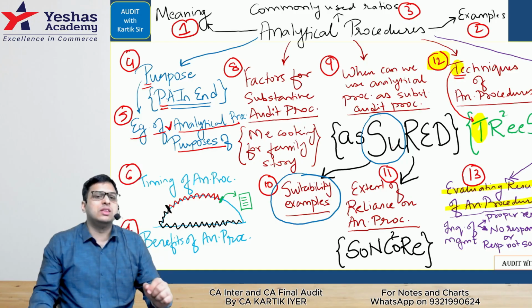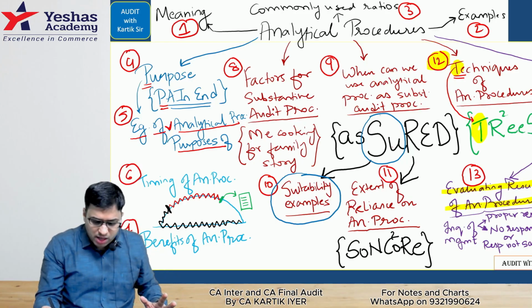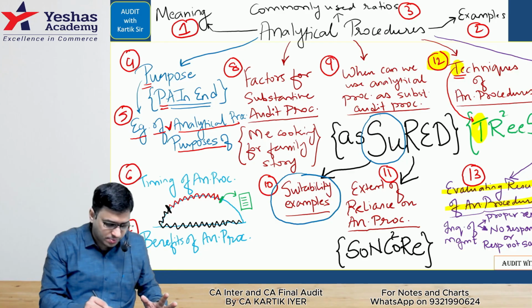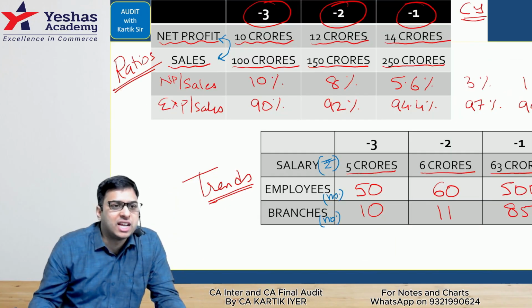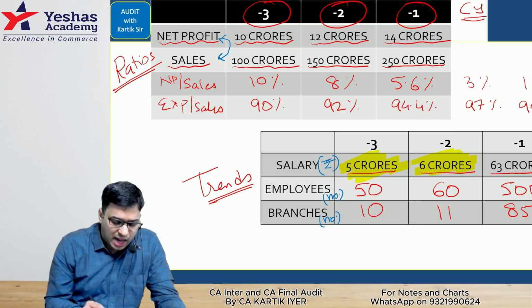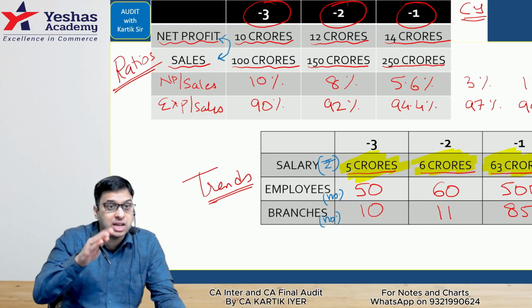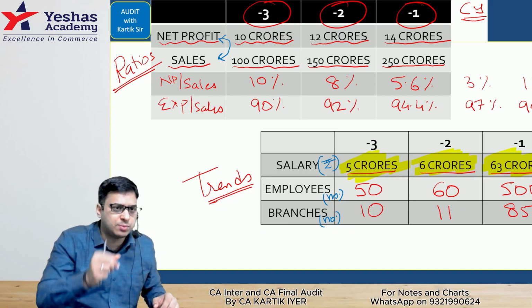Sir, that example which you gave, I hope you guys remember this example. I'll just show the example to you. This was in relation to our original example of analytical procedures. Salary was paid 5 crores, then 2 years before 6 crores, and last year 63 crores. 5, 6, and then 63. Because the difference was too much, you will inquire with the management.